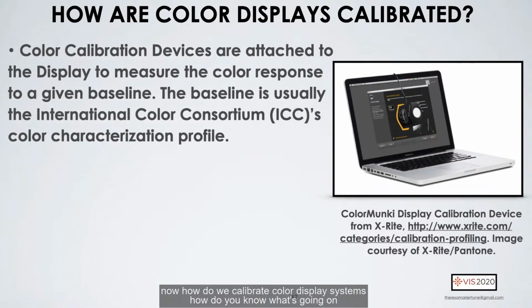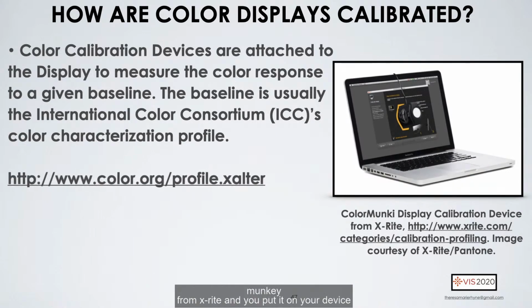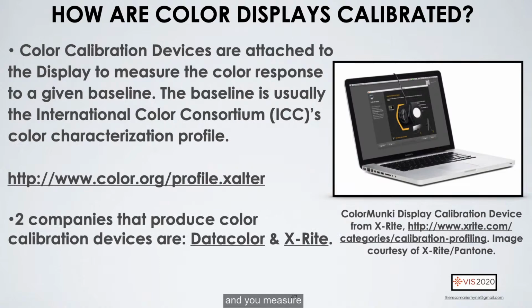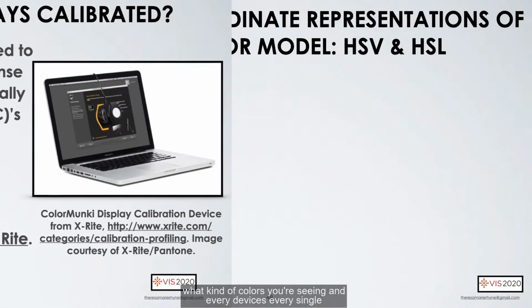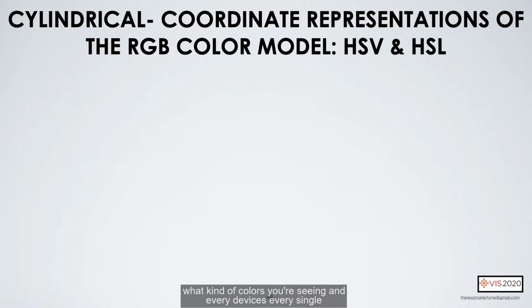Now, how do we calculate color displays? How do you know what's going on? In terms of color display systems, I'm showing you something called ColorMunki from X-Rite, and you put it on your device and you measure what kind of colors you're seeing. And every single display system is a little bit different.